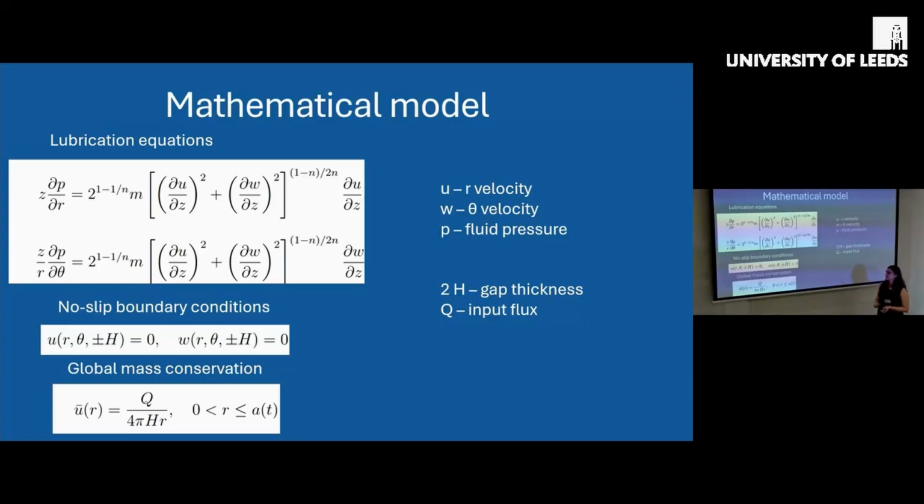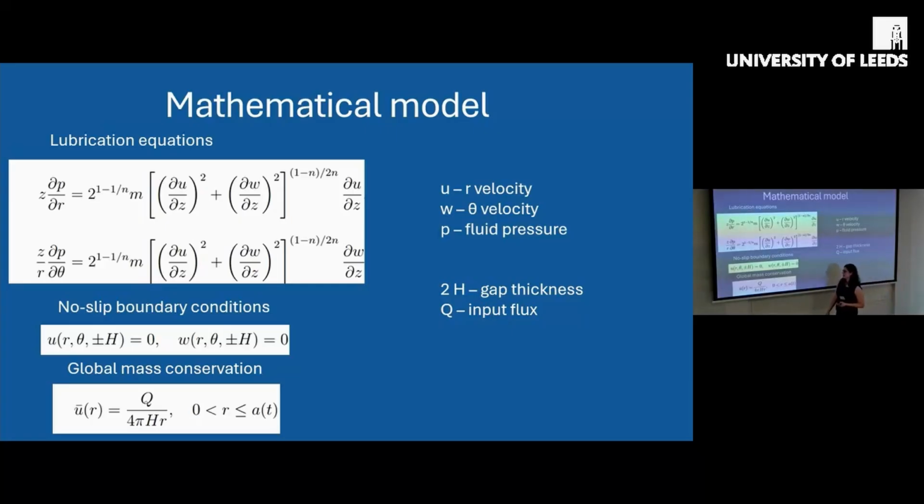But if n is not equal to 1, we've got a whole lot of non-linearity introduced now, which we have to take care of. So we have to solve these subject to the no-slip boundary conditions. So I've just positioned my plates, my top and bottom plates at minus h and h. And we also have global conservation of mass.